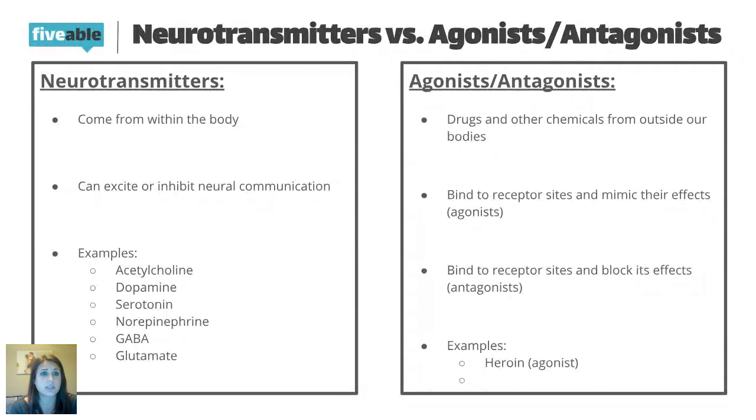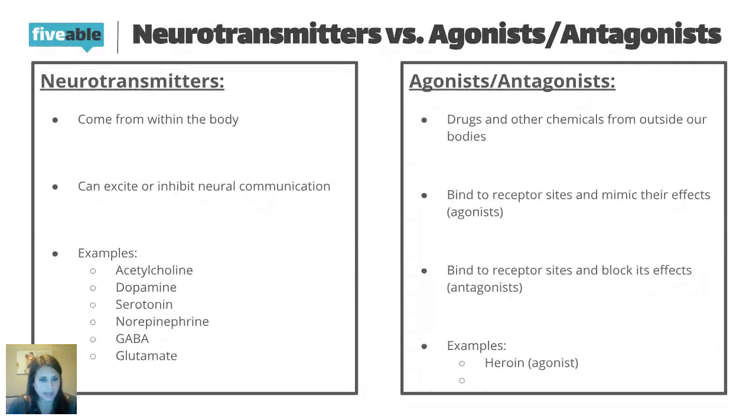So we have neurotransmitters that will excite, meaning they want to keep neurons going and firing really quickly. And then we also have ones that inhibit neural communication. So they kind of slow it down and they kind of dampen what's happening in our bodies.